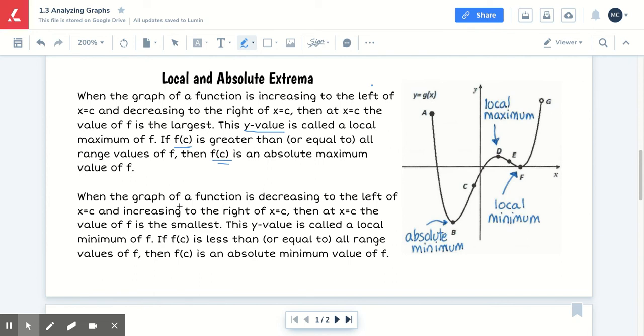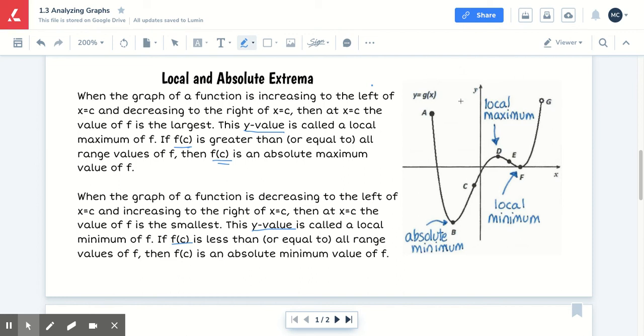Alrighty, similarly, when the graph of a function is decreasing to the left and increasing to the right of the same x value, then at that x value, the value of f, the function value, is the smallest. So again, the y value is called a local minimum. So when we refer to local maximums and local minimums, we're talking about the y value on the function. If the function value at that x is less than or equal to all of the range values, then we would say that f of c, the y value at that x, is an absolute minimum of the function.